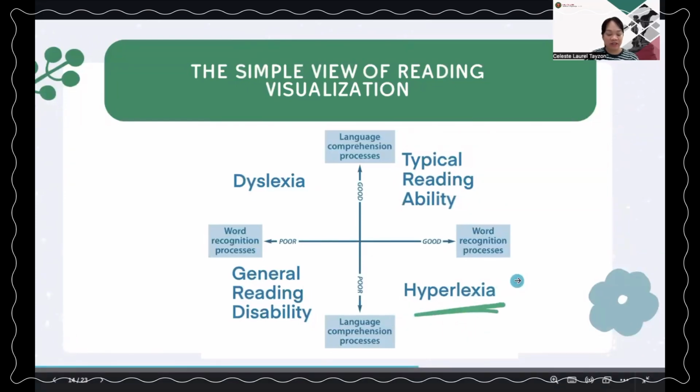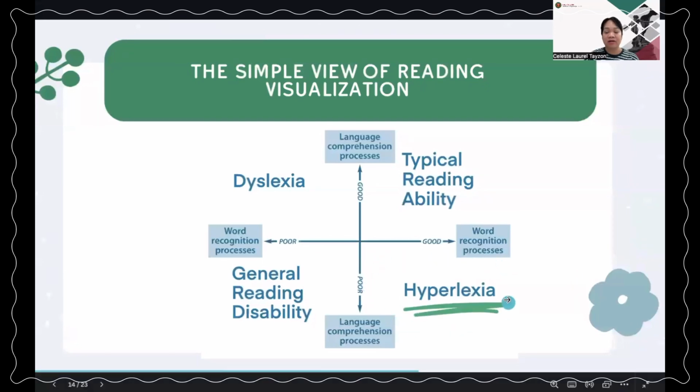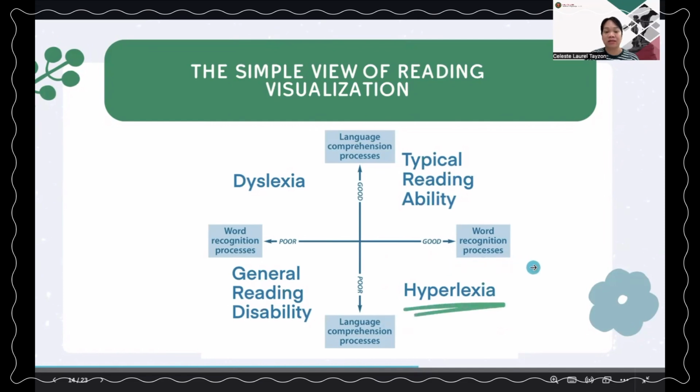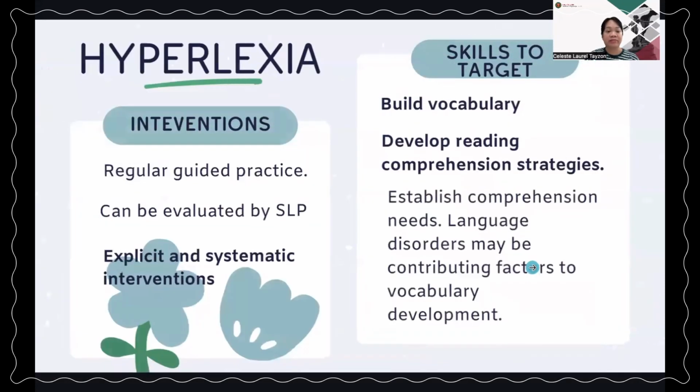Now, what are the interventions and skills to target if we want to address the needs of kids under this quadrant? So we can give them regular guided practice. They can be evaluated by a speech language pathologist. We give them explicit and systematic interventions. Now, the target skills we need to build are vocabulary, developing reading comprehension strategies, and establishing comprehension needs. Language disorders may be contributing factors to vocabulary development.